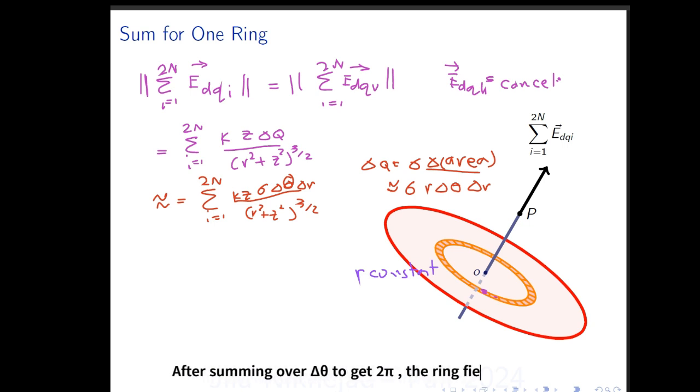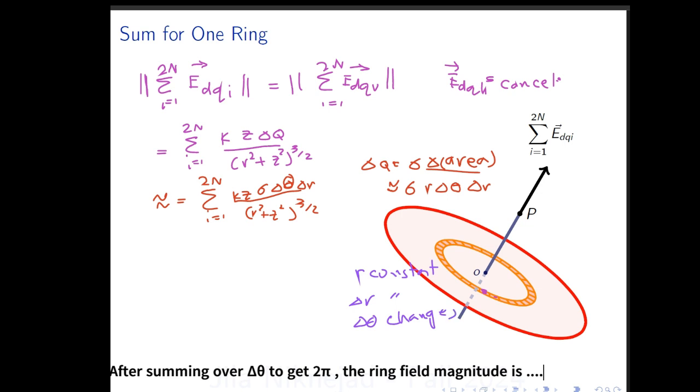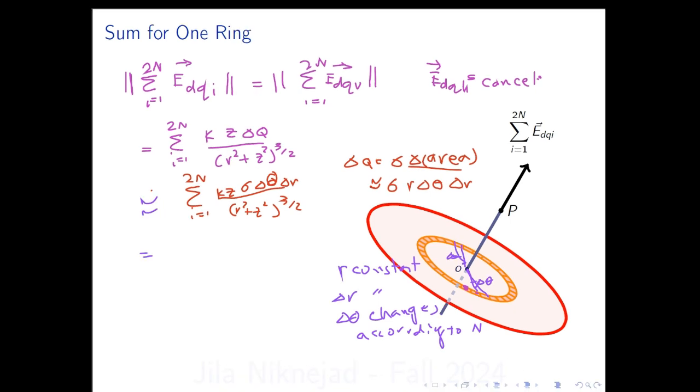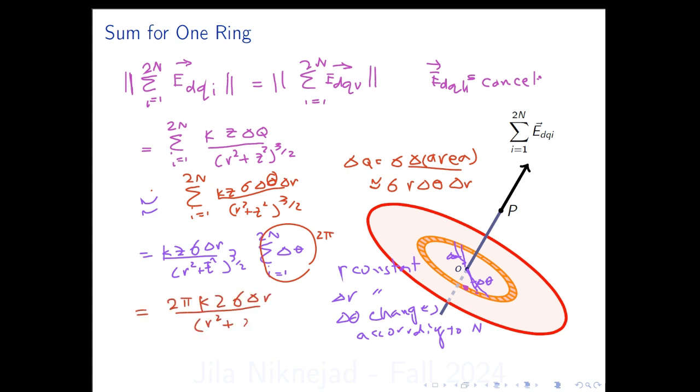After summing over delta theta, which is the only non-constant, we end up with the sum from 1 to 2n of delta theta equal to 2 pi, and the magnitude of the field due to the ring is going to be computed as 2 pi k z sigma delta r divided by quantity r squared plus z squared to power 3 half.